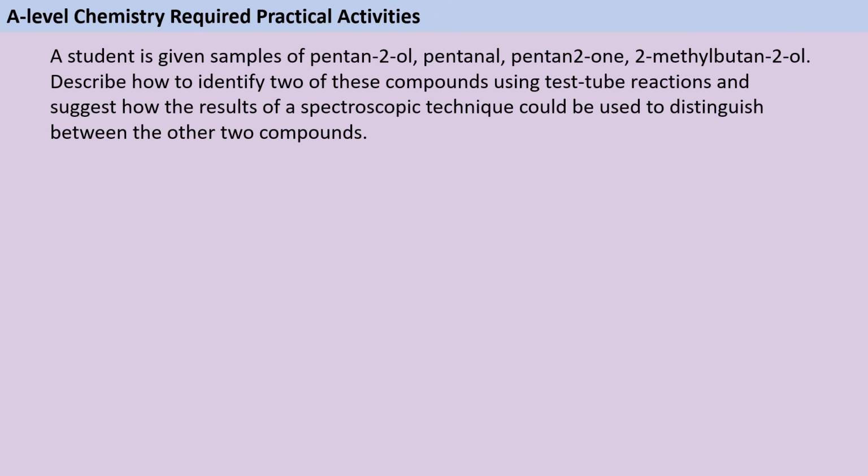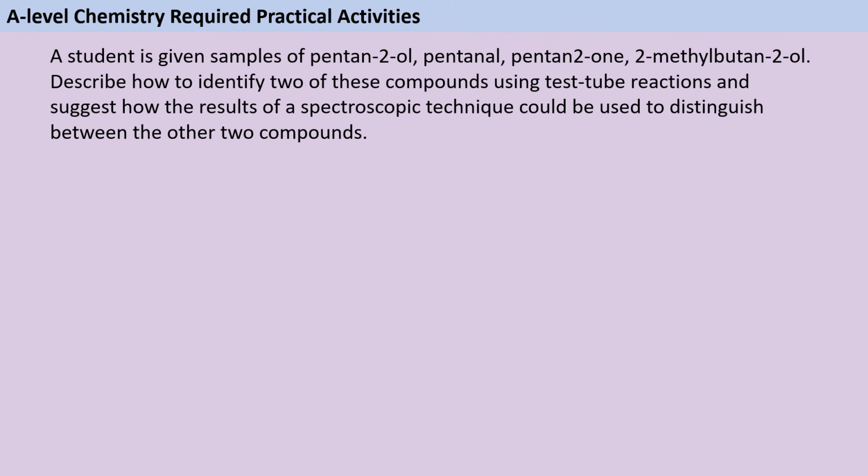Required Practical 6 has come up a few times over the years, and this question here is pretty typical of what we've come to expect. AQA will give you a list of some different organic compounds, and you're able to differentiate between some of them using the test tube reactions that you learned about, but some of them you can't use those test tube reactions, maybe because you've got a couple of different compounds that are of the same type, or just for whatever reason they're not going to work.